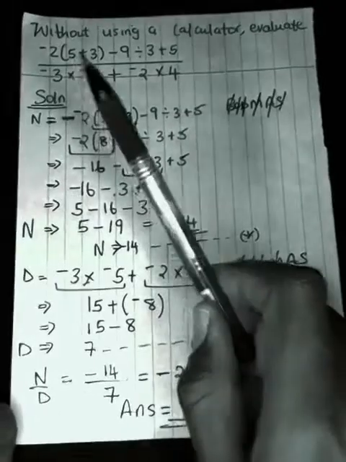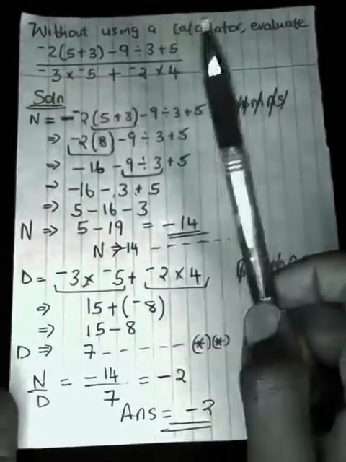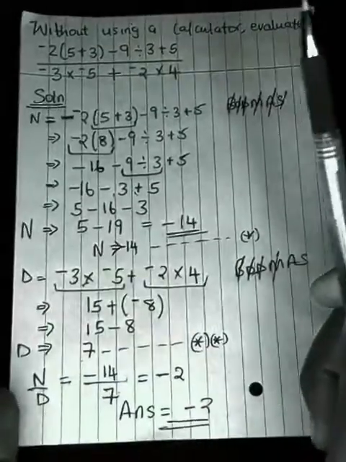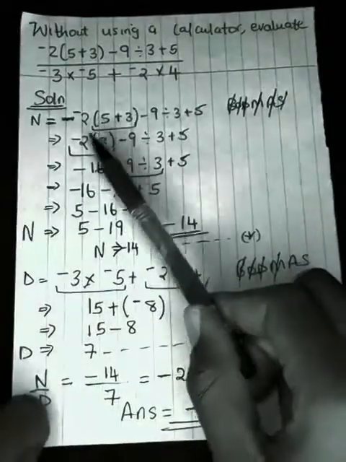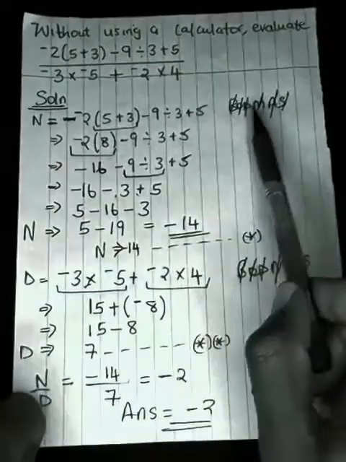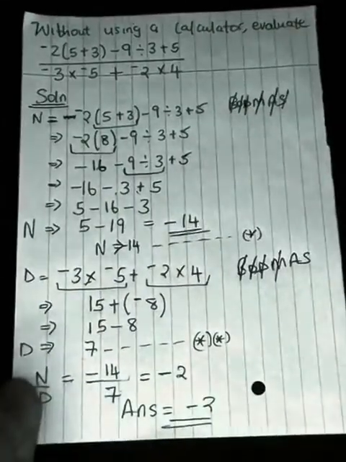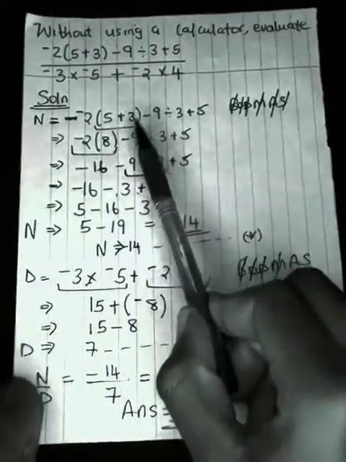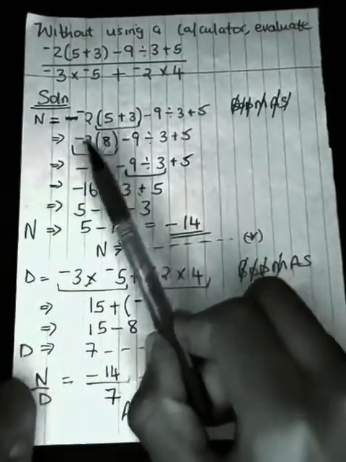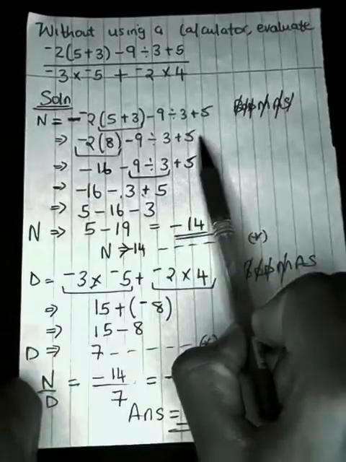And in this particular case, we have bar 2, and in integers bar 2 is just minus 2, and here you apply the concept of BODMAS. You start with the brackets. As you can see, there is the brackets, 5 plus 3, which will give you 8. The rest of the numbers, you rewrite them as they were.